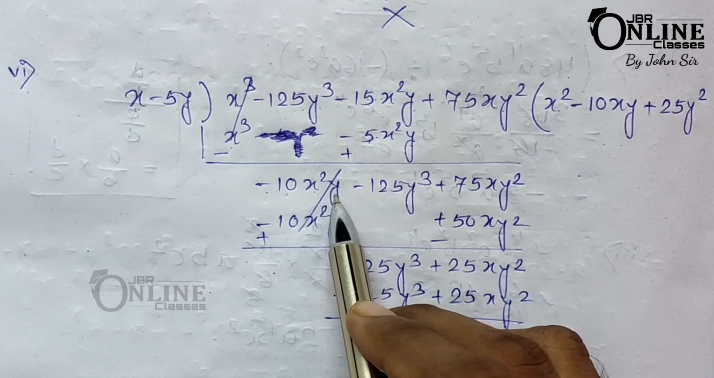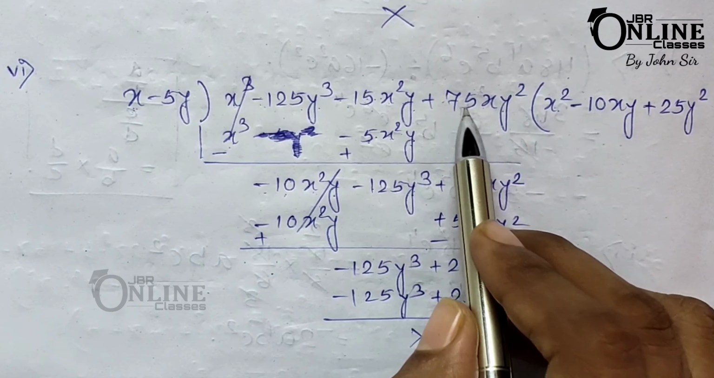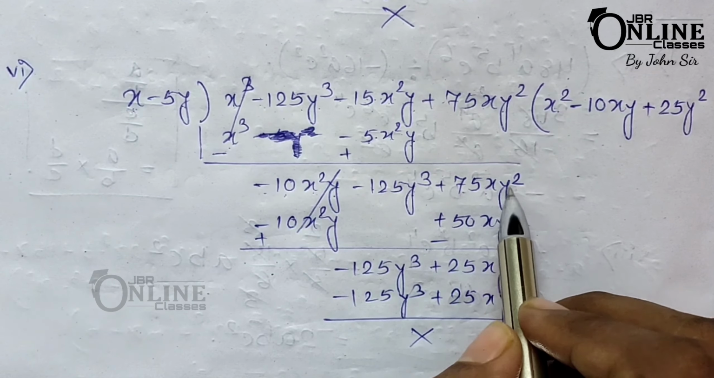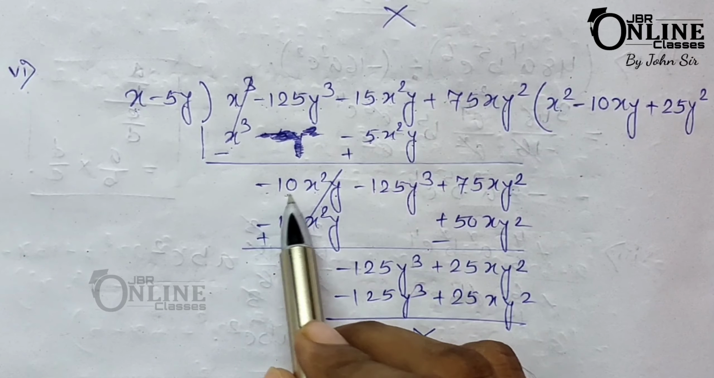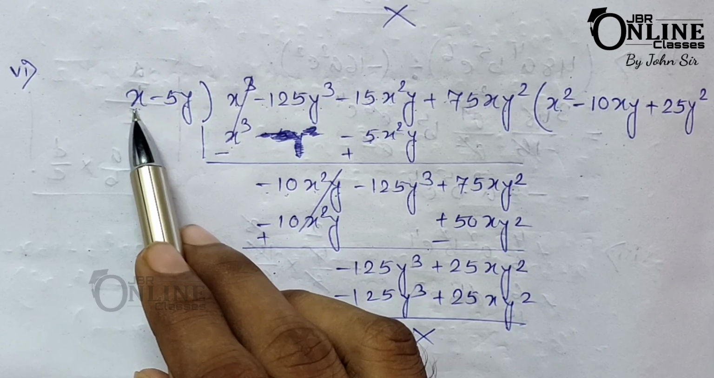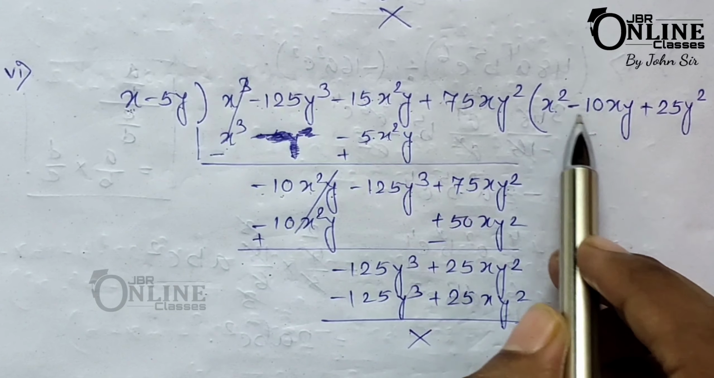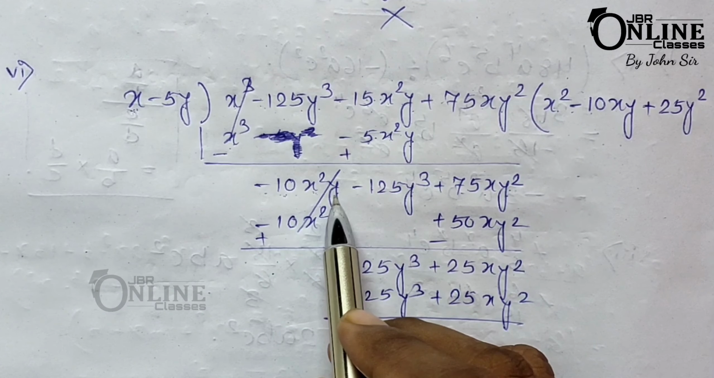So minus 10x²y. Then write down this one, minus 125y³, and then the last one, 75xy². Now next you have to equal this one, 10x²y. As here x, that means you have to multiply x with minus 10xy to get 10x²y.